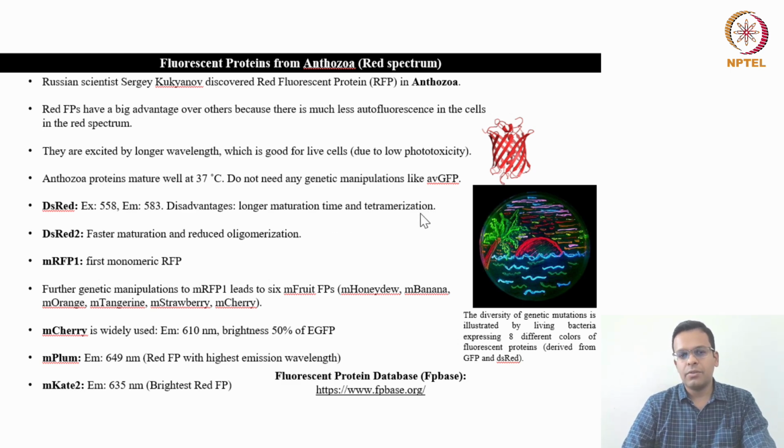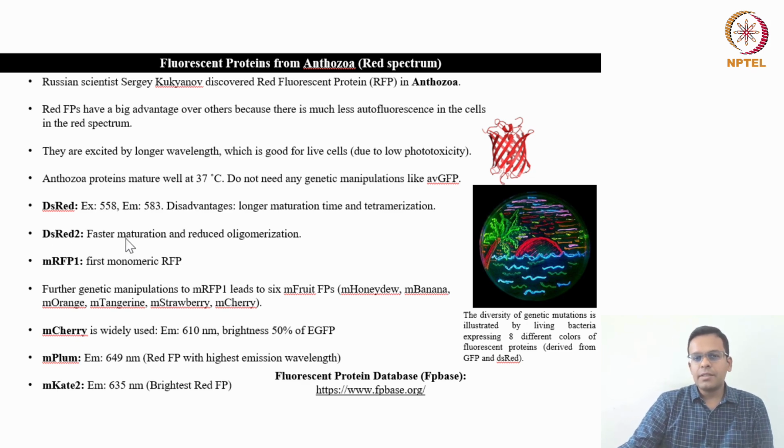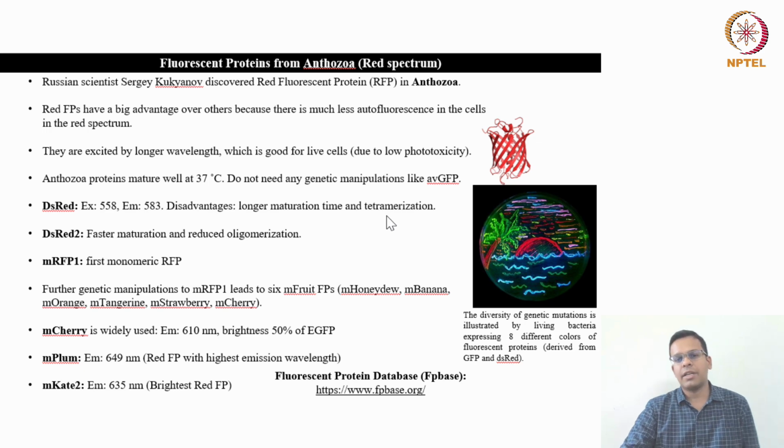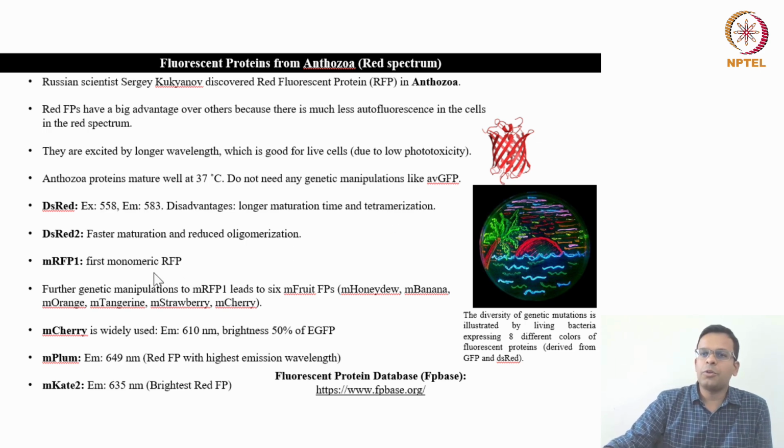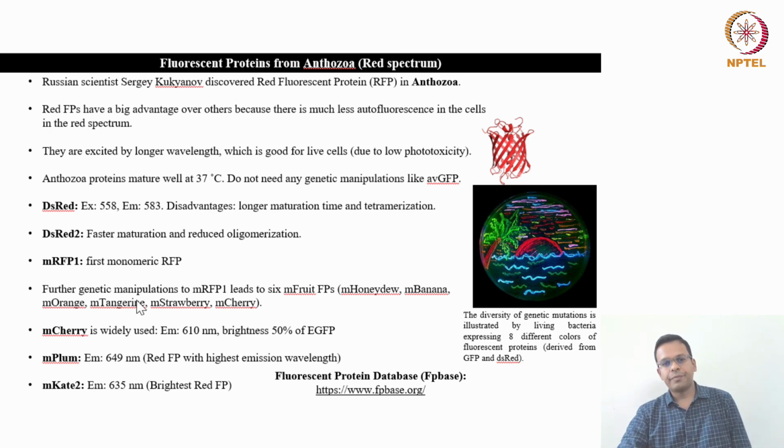The disadvantage of this DsRed version was longer maturation time and tetramerization. So it tetramerizes. Further modifications were made by mutating some of the amino acids. The second version came, known as DsRed2, which matures faster and has reduced oligomerization. Then further advancements developed mRFP1, the first monomeric RFP. The original red fluorescent protein and DsRed tend to tetramerize, but this was the first monomeric red fluorescent protein.